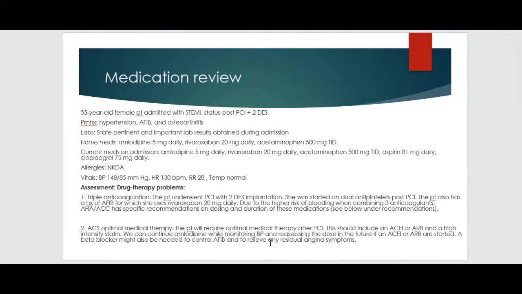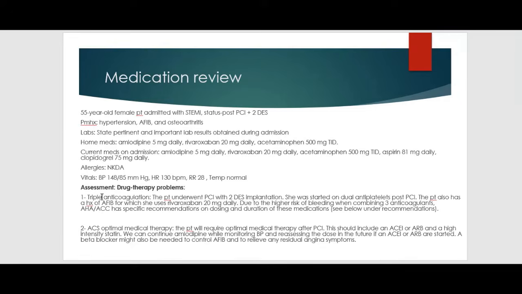Although because she went for a PCI, she might not really need beta blockers in the long term. However, she has another compelling indication for a beta blocker or rate control, which is the atrial fibrillation. So in this particular case, you can continue the beta blocker for the long term to control her rate. And why am I worried about the rate? Because look at her heart rate up here. It's 130 beats per minute, and that's not the goal in a patient with atrial fibrillation or even a patient who just had a heart attack.